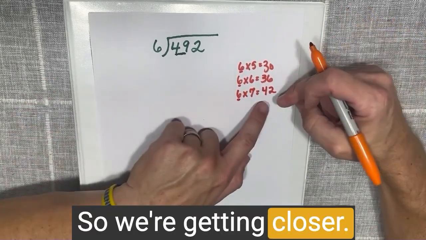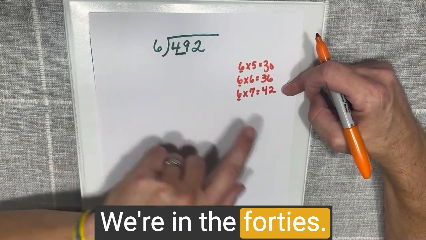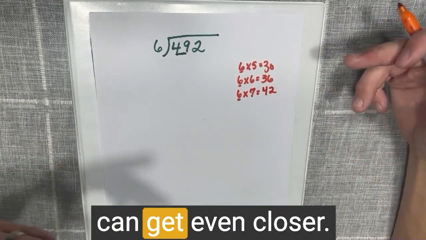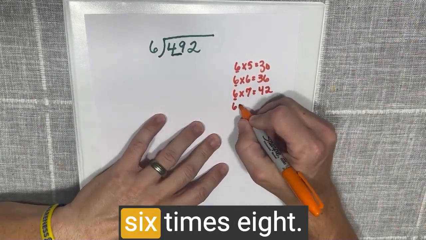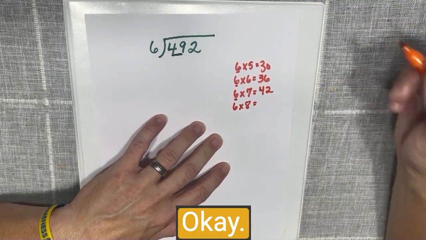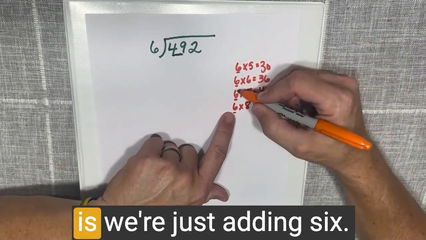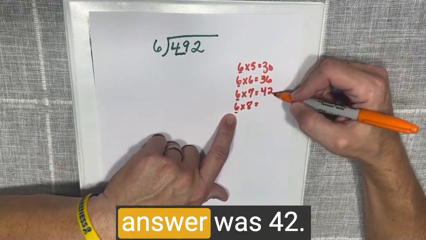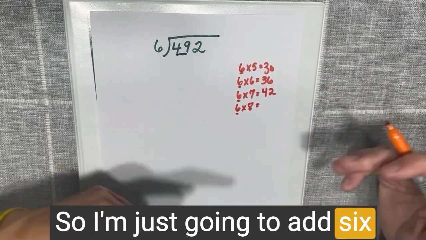Okay, so we're getting closer. We're in the 40s. So I want to see if I can get even closer. So I'm going to go to the next one. I'm going to say 6 times 8. Again, all we're doing is just adding 6. So my previous answer was 42. So I'm just going to add 6 to that.